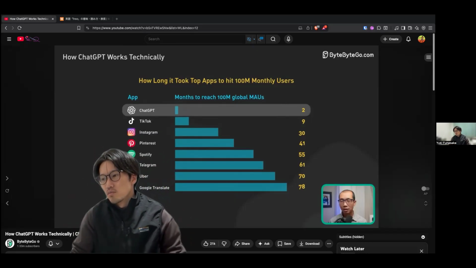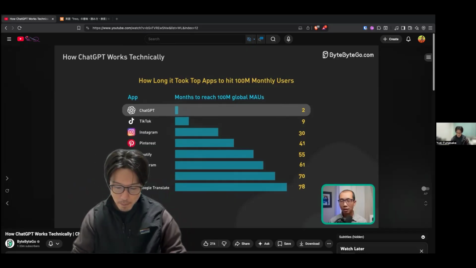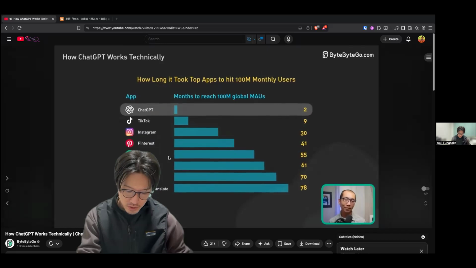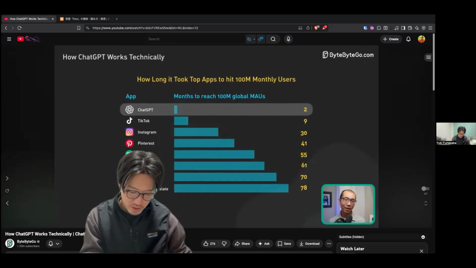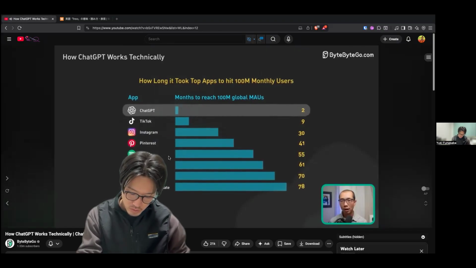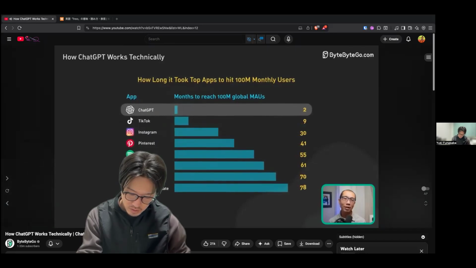ChatGPT took 2 months to reach 100 million global monthly active users. This is the fastest growing app in history.